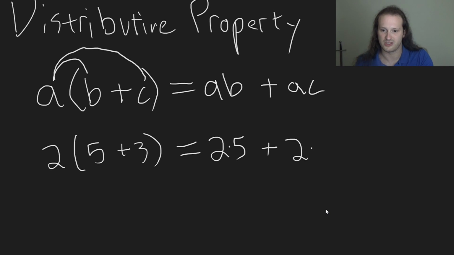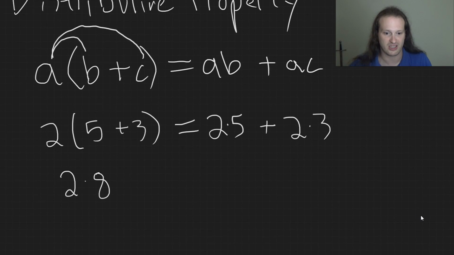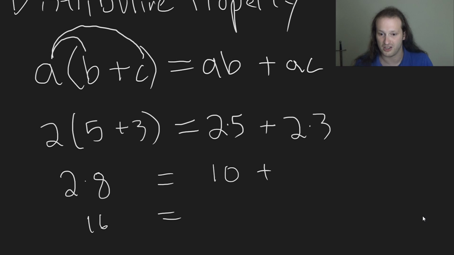And then 2 times 3. Let's see if these two things are the same. So on this side, my preference has me do the parentheses first. So I'm going to do 2 times 5 plus 3, which is 8. And then 2 times 8 is 16. Let's see if that's the same on this side. We got 2 times 5, which is 10, plus 2 times 3, which is 6, and then 10 plus 6 is 16.